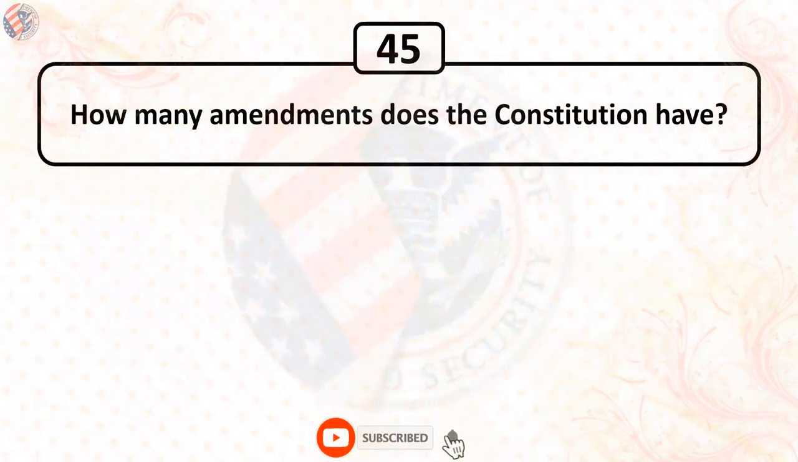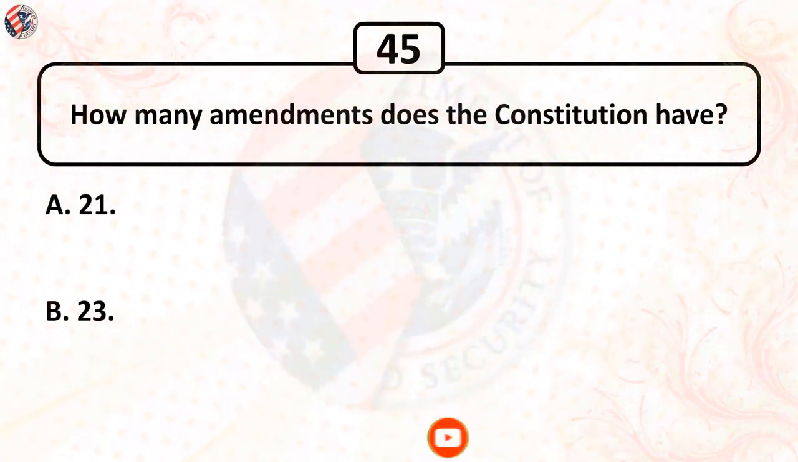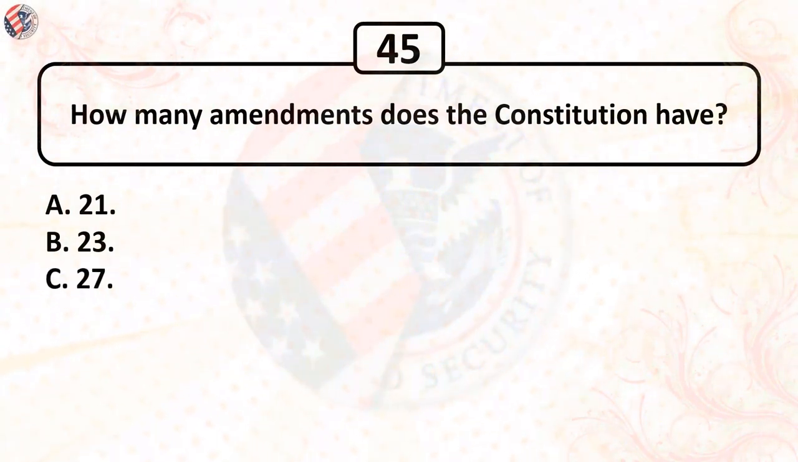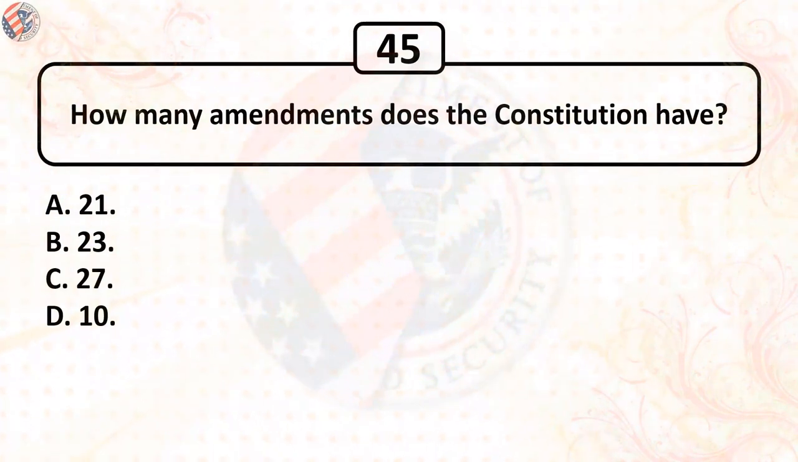How many amendments does the Constitution have? A. 21. B. 23. C. 27. D. 10.